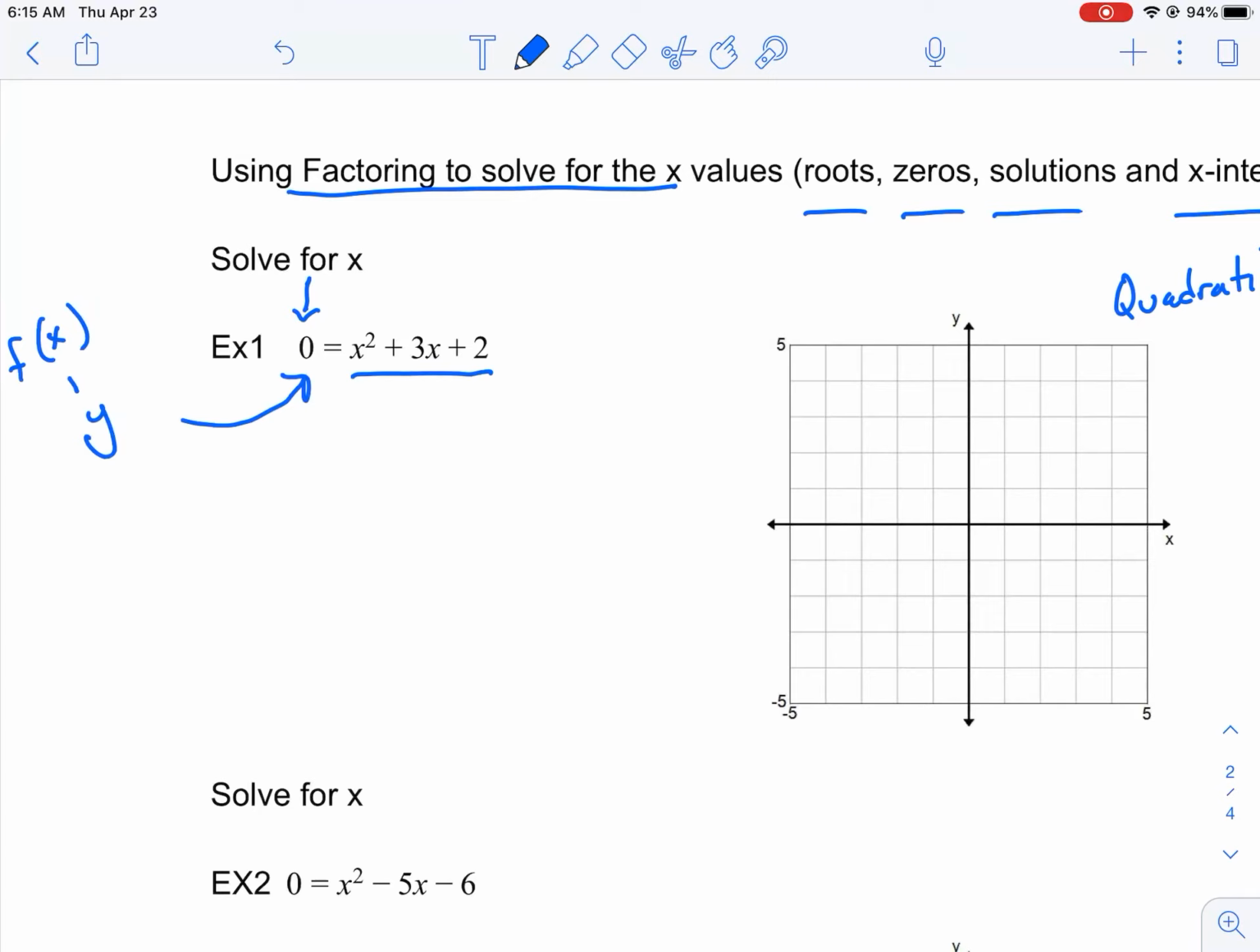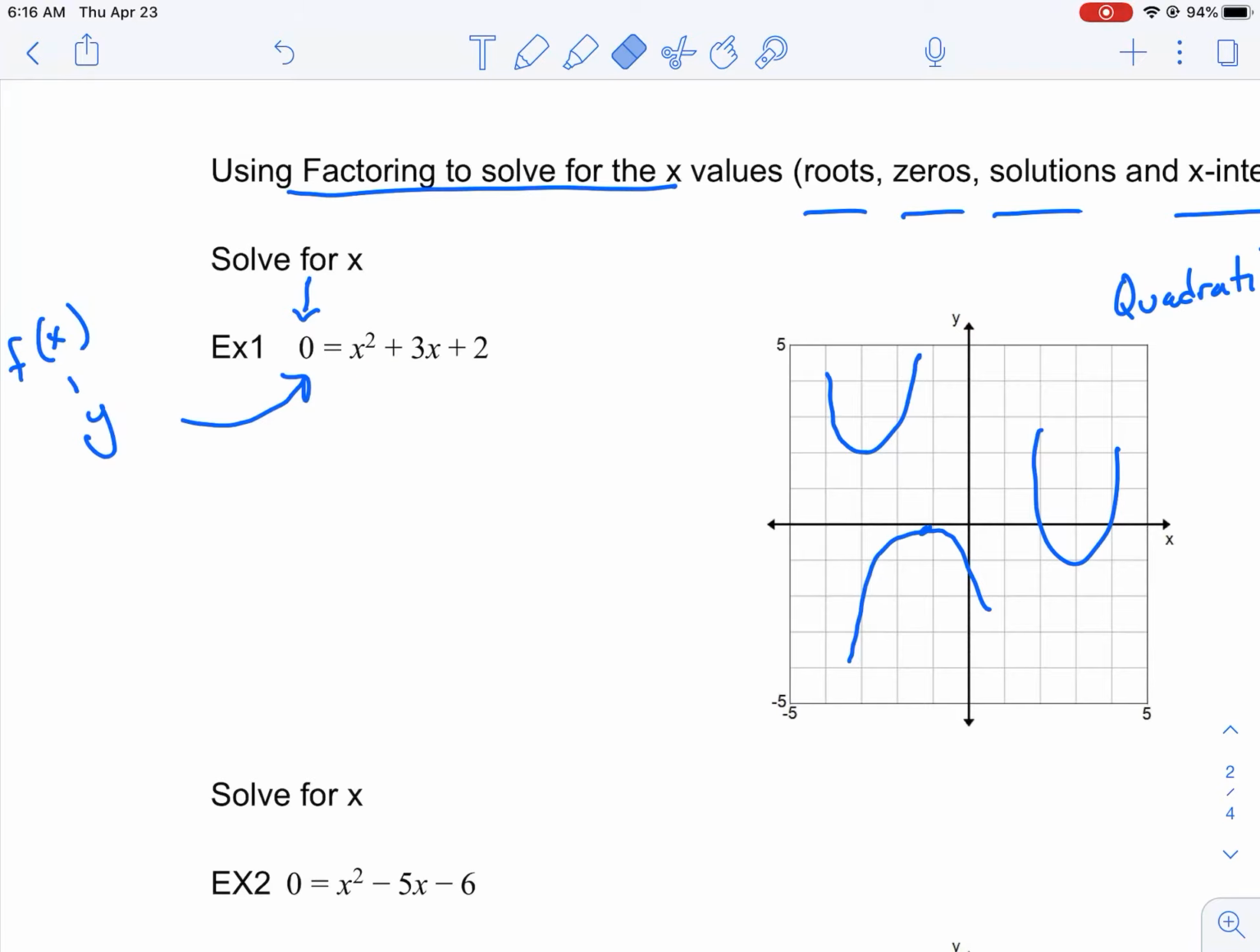And with a quadratic, there's a possibility of 2. Remember, if the parabola never crosses the x-axis, you'll have no answers. There are no solutions. If it, let's say, comes and touches it just once, barely, you'll have one solution. Or it'll cross it both times and have 2 solutions. So we're going to look for the 2 possible solutions, and we're going to use our factoring.